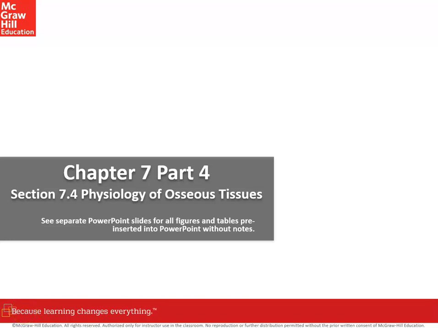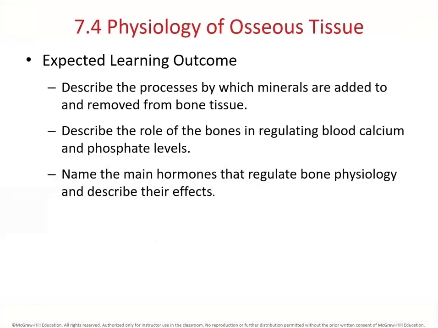Welcome back to section 7.4, where we'll be talking about the physiology of osseous tissues. So we've got three goals for this video. First, we're going to talk about how minerals are added to and removed from bones. We'll talk about how bones play a role in regulating blood calcium and blood phosphate levels. And then we'll talk about the hormones that regulate bone physiology and what each of those hormones' major effects are.